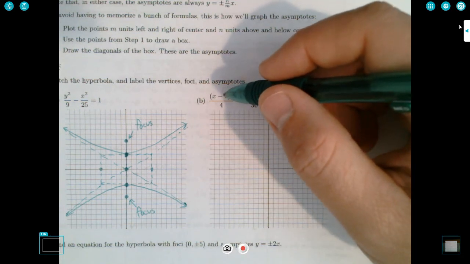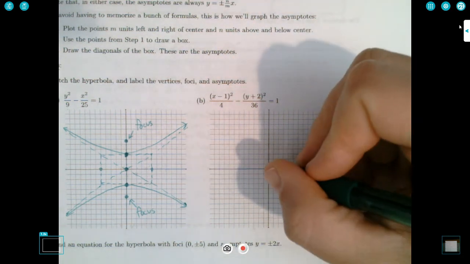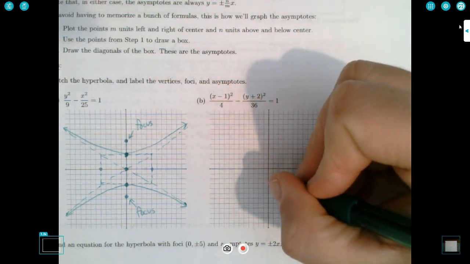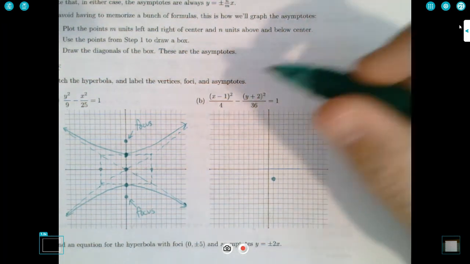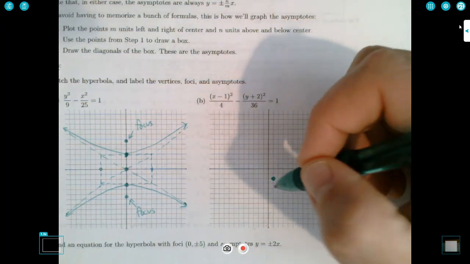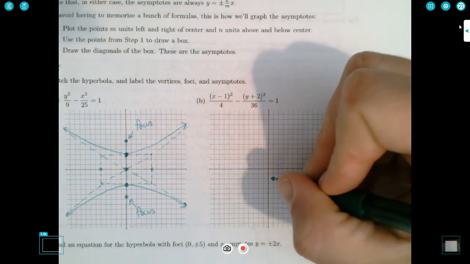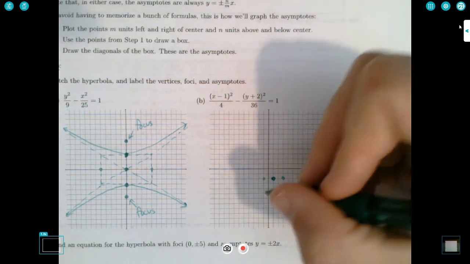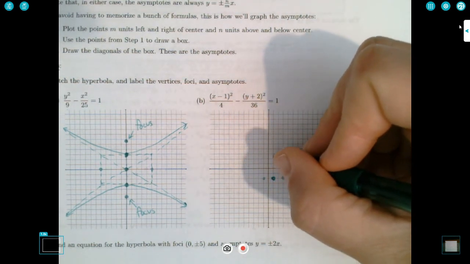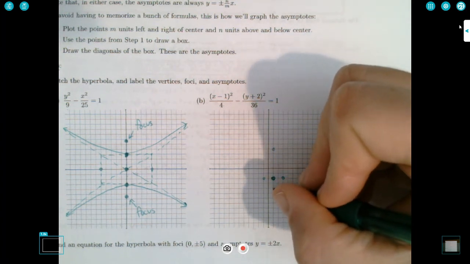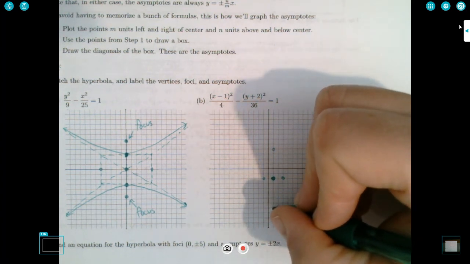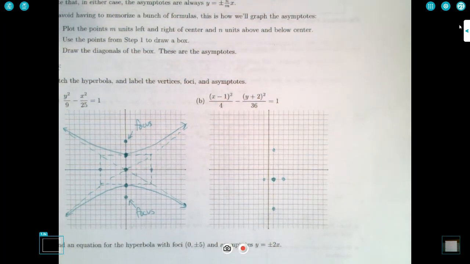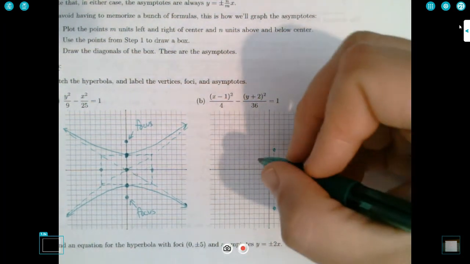Let's do part B. So center this time looks like it's going to be at (1, -2). I feel like we just did something like this. But anyway, we're going to go 2 units left and right. 6 units up and down. 1, 2, 3, 4, 5, 6. 1, 2, 3, 4, 5, 6. Oh, another wide one, right?